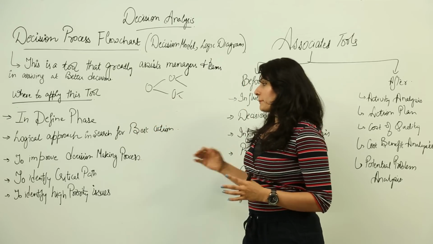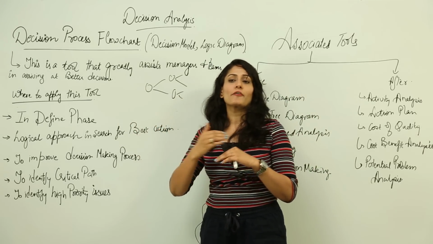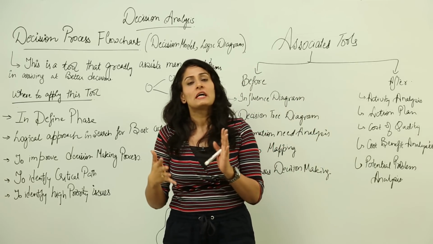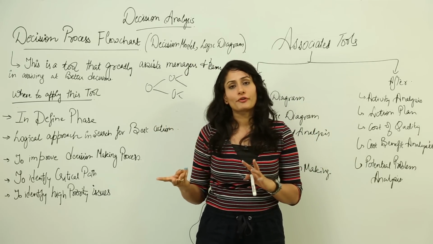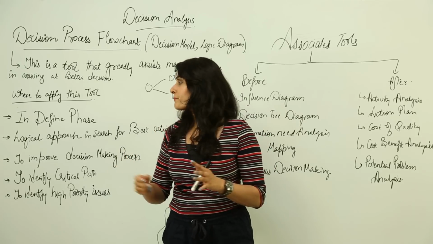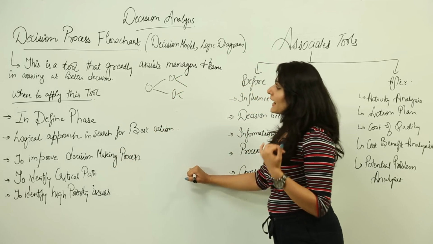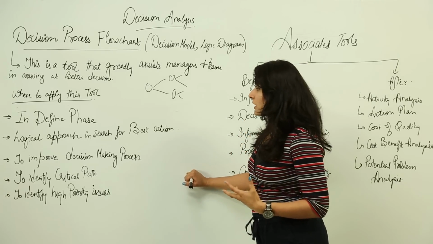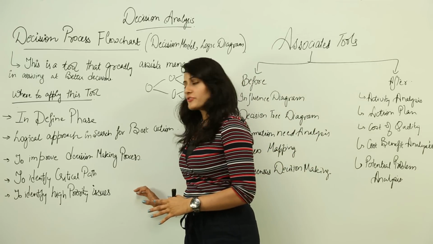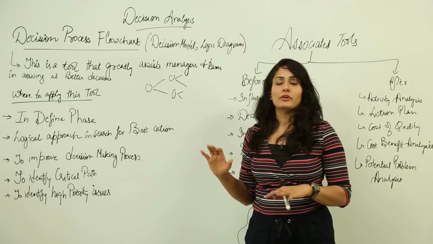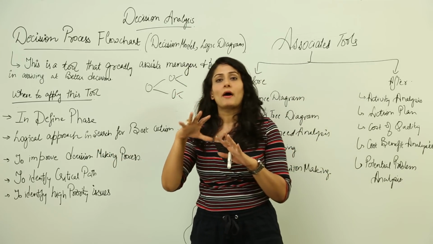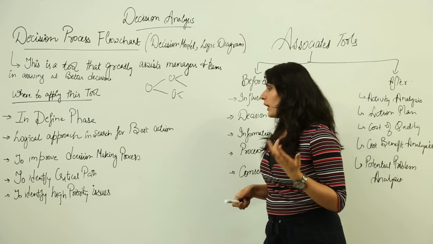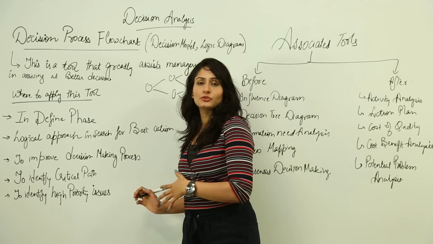This tool can be applied in the define phase of Six Sigma, where there can be chances that you have to choose between two different projects or two critical issues. Then you can apply it where a logical approach has to be used in search for the best action, to improve the decision making process, to identify the critical path. Critical path is the longest path of any process, and to identify high priority issues, right.